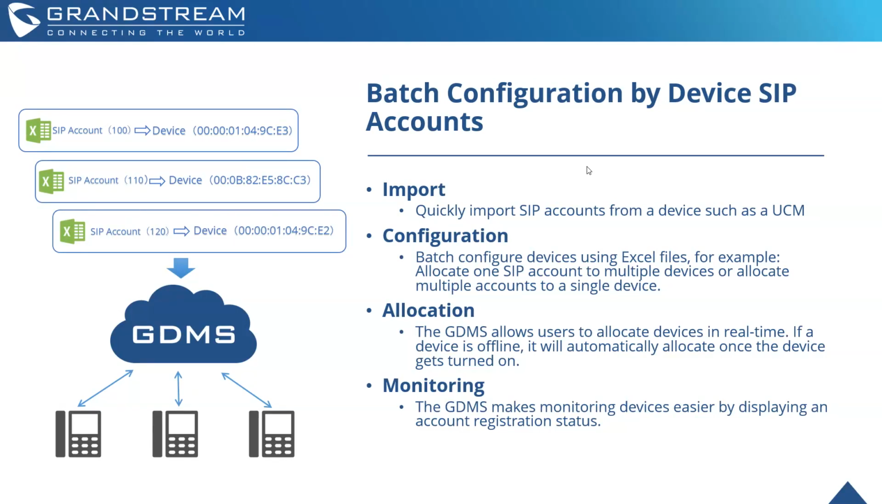Batch configuration can also be done using Excel files. For example, you can allocate one SIP account to multiple devices or multiple accounts to a single device as well. When it comes to allocation, you can actually allocate devices in real time with the GDMS. So if a device is offline, it'll automatically allocate those SIP accounts once the device gets turned on.